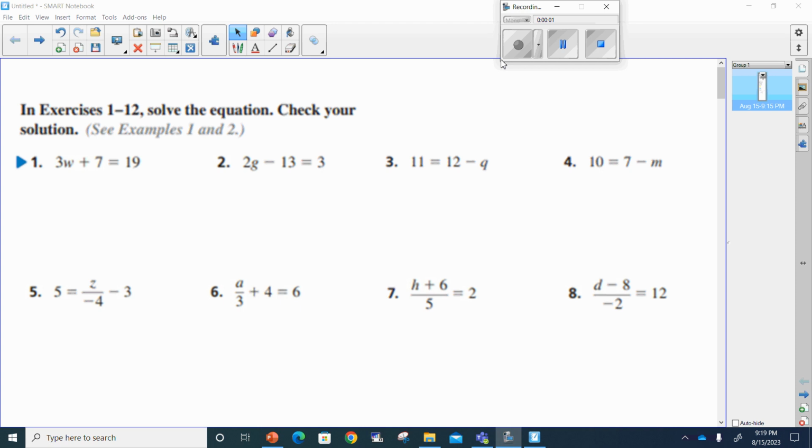Algebra class, let's go ahead and knock this homework out. I've got all the odd ones today, so let's start with number 1. It says solve the equations, check your solutions. If I solve this, remember I have to isolate W.